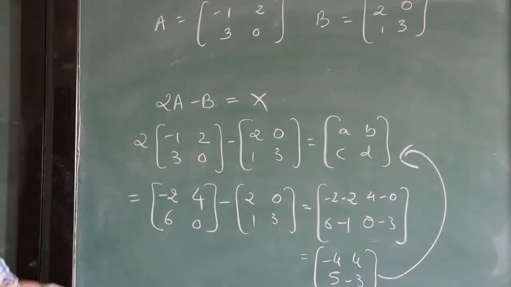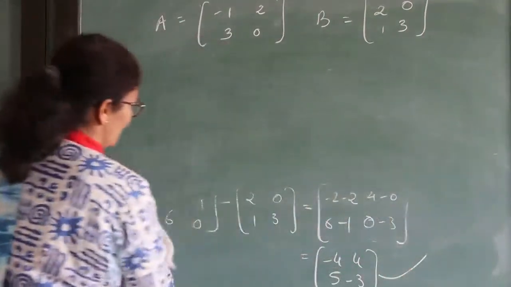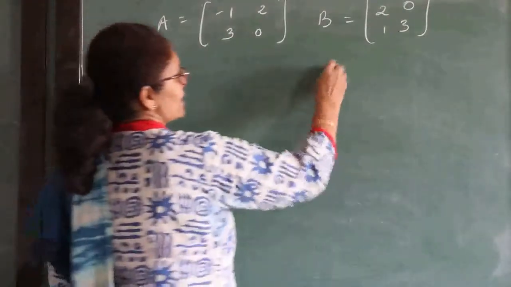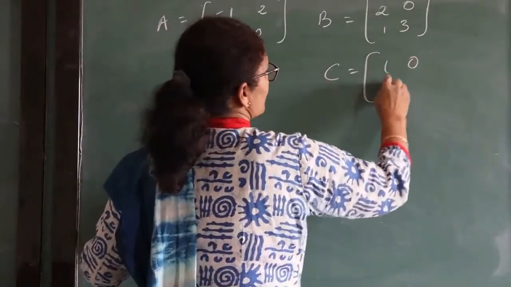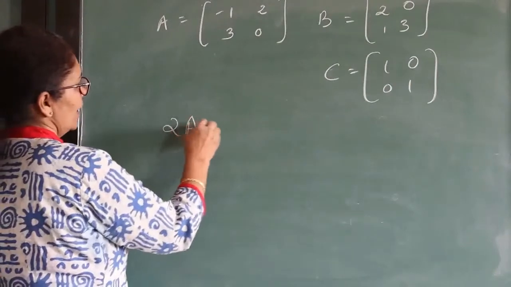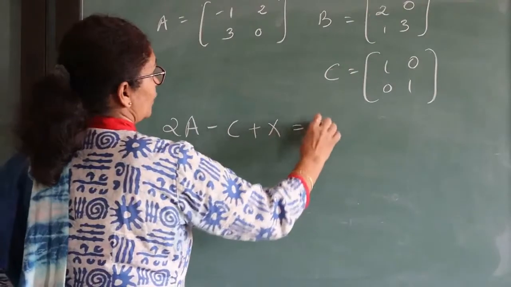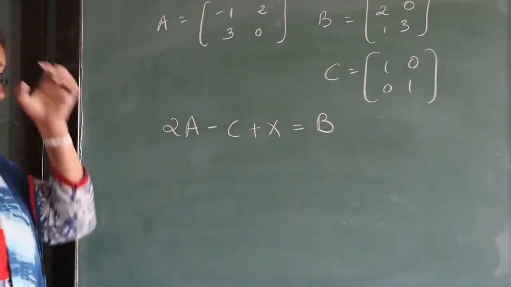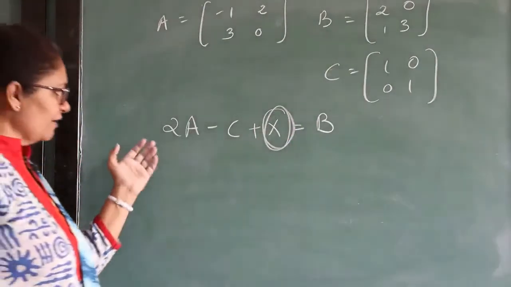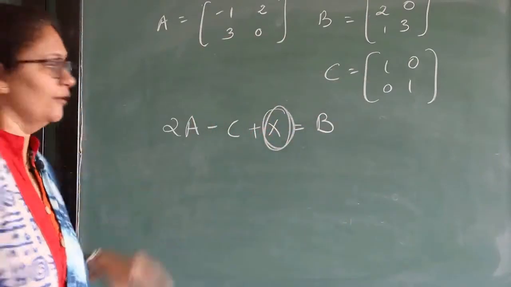So your matrix X will be minus 4, 4, 5 and minus 3. Now we can take this way 3 matrices also. So let's do with 3 matrices. A, B we will keep as it is, this 2 only. Now let's take C as 1, 0, 0, 1. Now the relation given to you is 2A minus C plus X equal to B. Now what you have to do? You have to find X. Now we will arrange that we will keep X on this side only, and these 2 terms we will shift on the side of B.